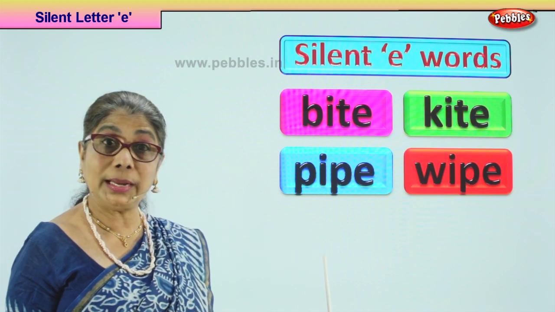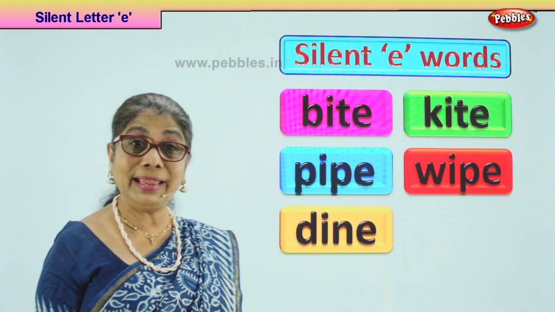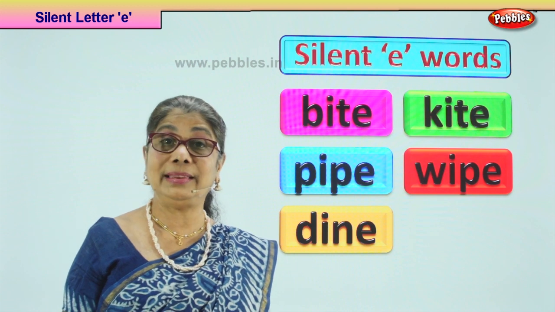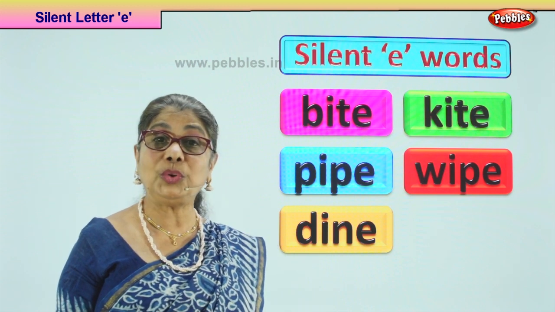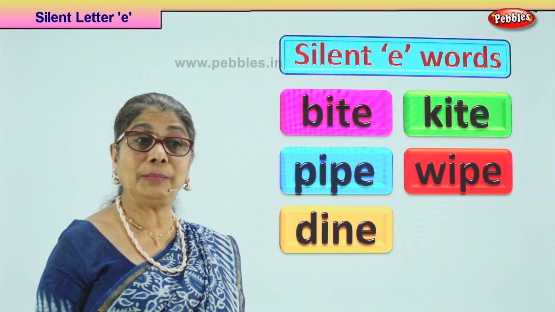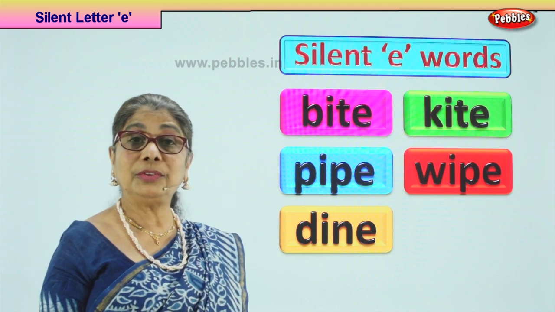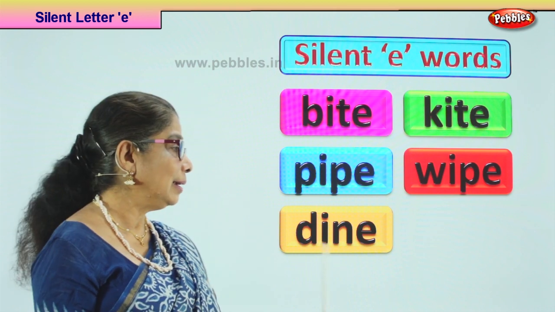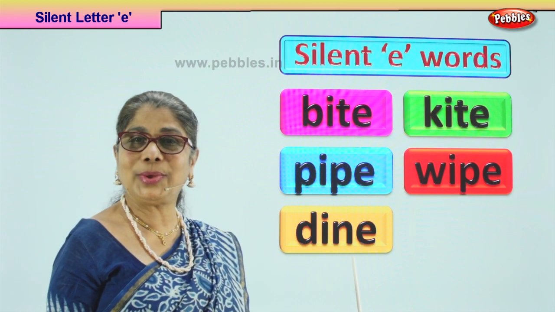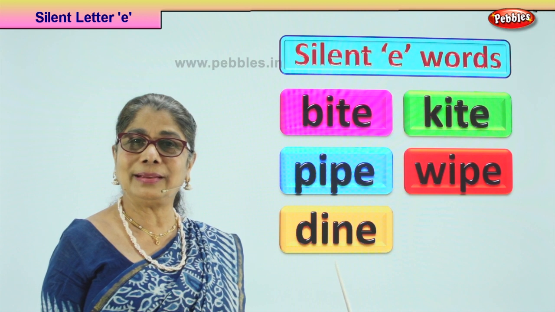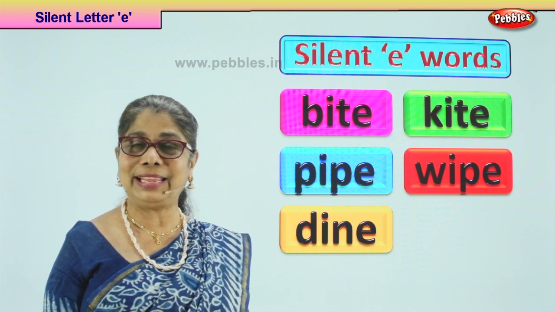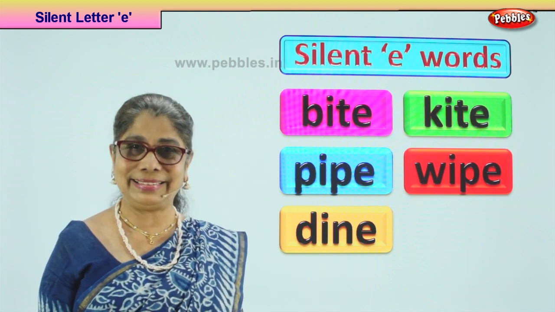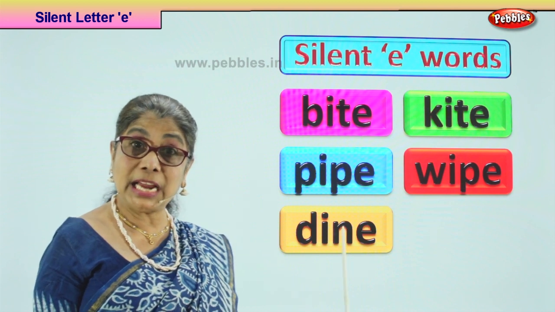Our next word is dine. What is dine? Dine means eating together. At dinner time, we all sit together. Supposing your cousins come, all sit and dine together, we eat together, have the meal together. That's why it's called a dining table. Dine. Say that word. Dine.